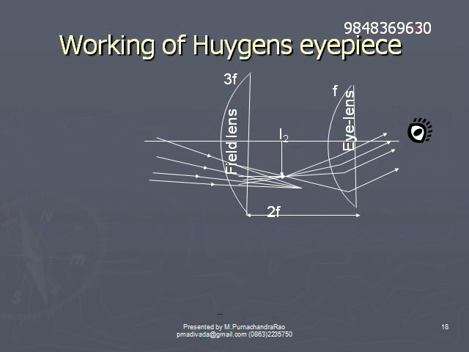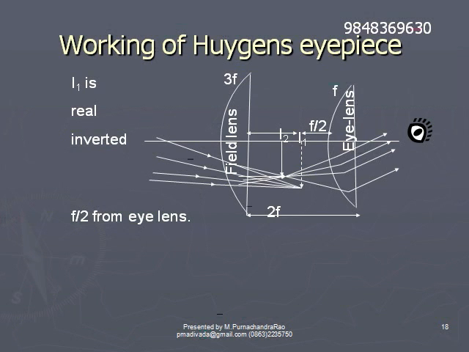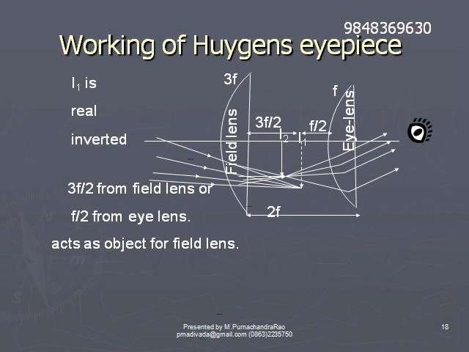In a nutshell, let us recollect the working of Huygens eyepiece. I1 is the image formed by the objective. It is real and inverted. It is at a distance of 3f/2 from the field lens or f/2 from the eye lens. It acts as an object for the field lens. Really, it acts as a virtual object for the field lens.